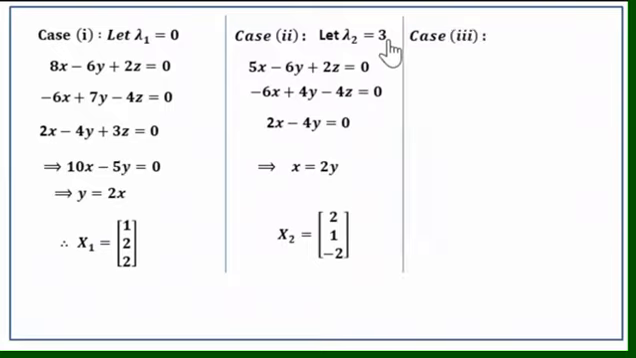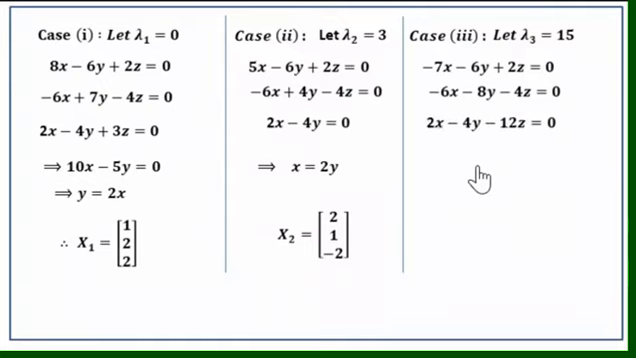Then third case, put lambda equal to 15 in the three equations. So the equations reduce to these three equations: minus 7x minus 6y plus 2z equal to 0, minus 6x minus 8y minus 4z equal to 0, 2x minus 4y minus 12z equal to 0. So here in the first equation, multiply by 2, then add the two equations. So this will be minus 14x minus 12y plus 4z equal to 0. Then adding, z will be eliminated. So minus 14x minus 6x is minus 20x. Then we have minus 12y minus 8y is minus 20y, plus 4z minus 4z, we have 0.